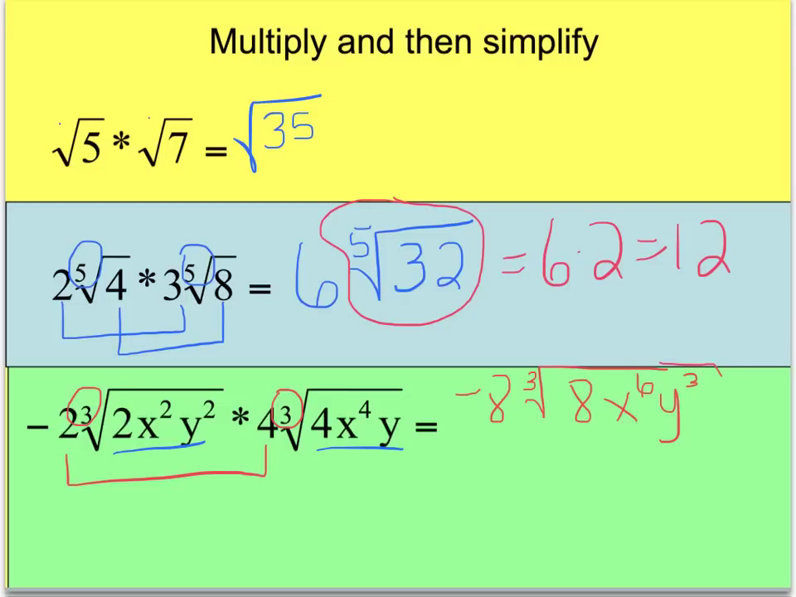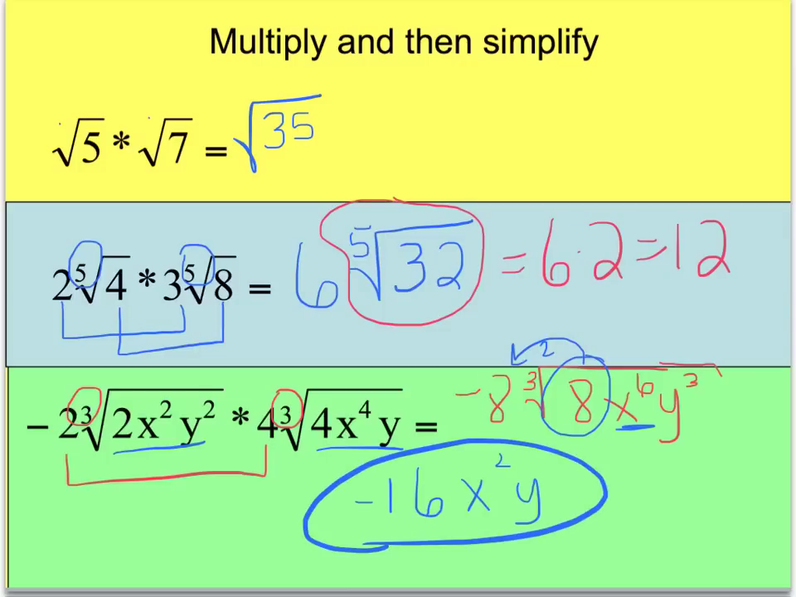So I'm going to simply look to see, can I take the cube root of 8? And I can. When I do, I get a 2. So that's a negative 8 times 2, which is a negative 16. And then remember that when I pull this x to the 6 out, I'm simply dividing that exponent. So it's going to be 6 divided by 3 is 2, and 3 divided by 3 is an understood 1. So my answer here is a negative 16x squared y.